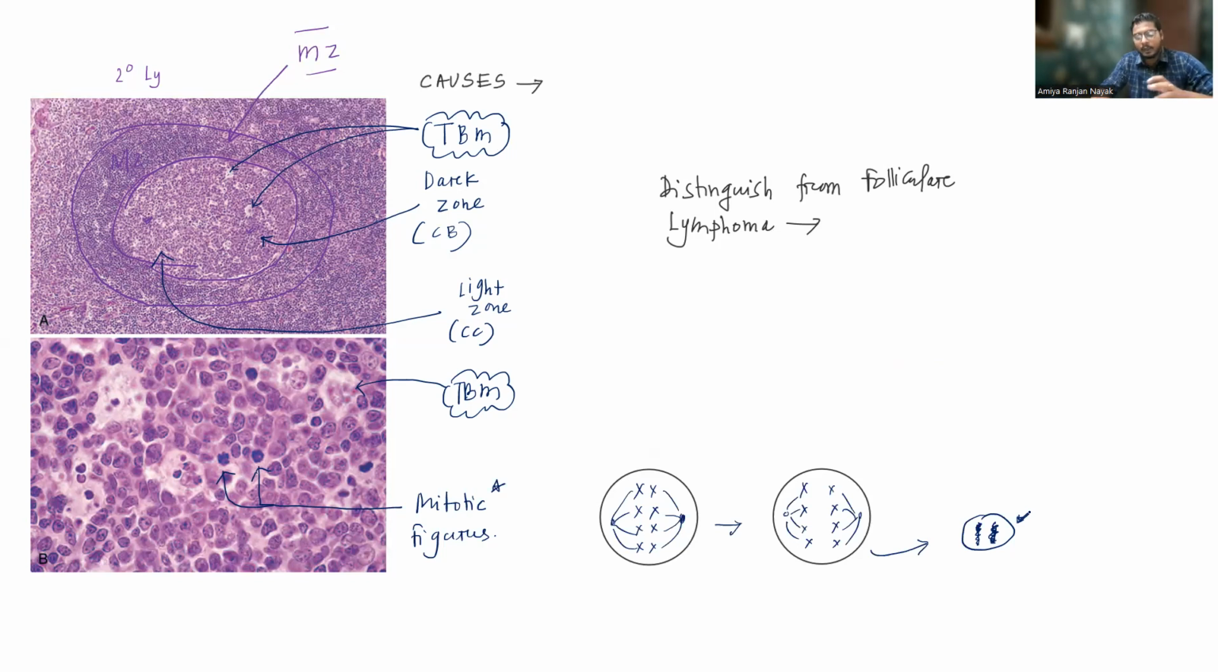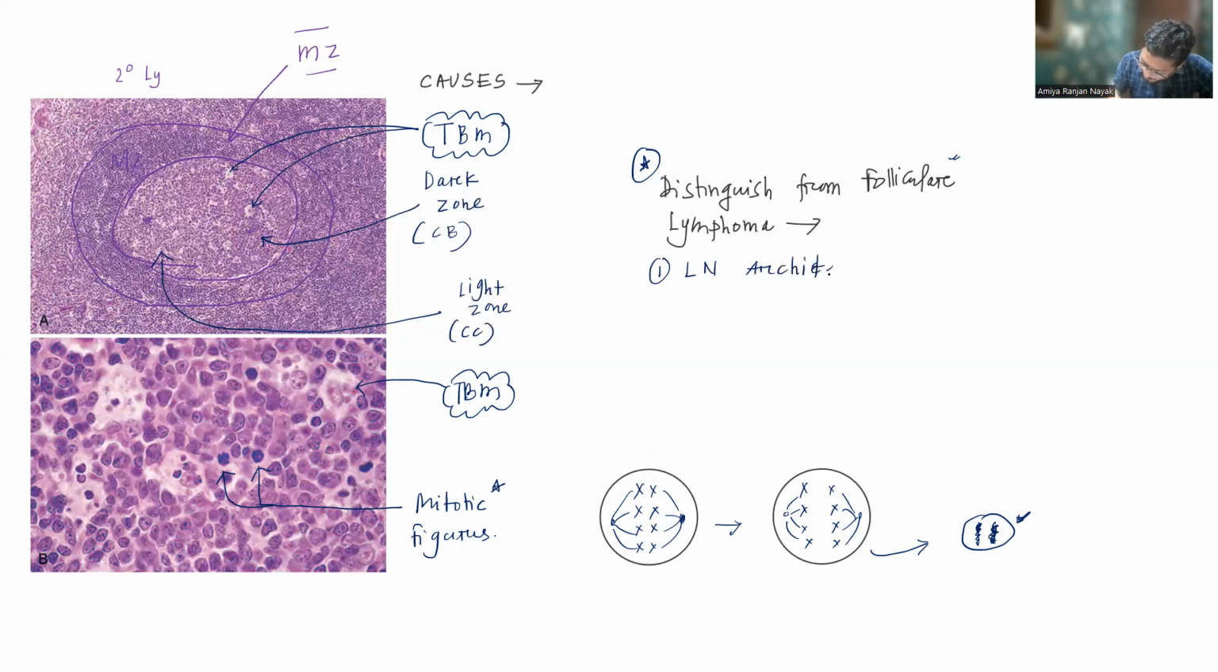So these are all the histological points that you are going to find in patients with follicular hyperplasia. Now, many times follicular hyperplasia is confused with follicular lymphoma. What are the points of difference between follicular hyperplasia and follicular lymphoma? The first point is the lymph node architecture.